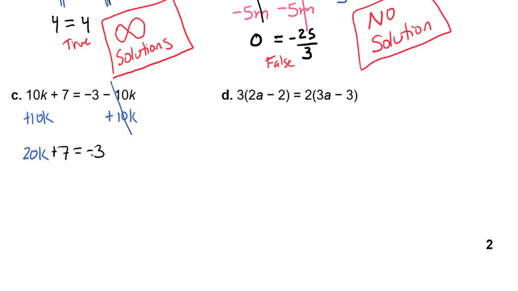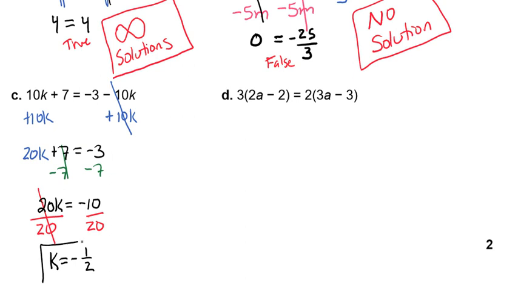And I'm going to solve. So I will subtract 7 from both sides. And I'm going to have 20k equals negative 10. Divide both sides by 20, because remember right now the 20 is multiplying to the k. And the inverse of multiplying is dividing. So we're going to go ahead and get rid of that. And k equals, and now we're just going to reduce this. And we're going to get a negative 1/2. So we get a solution here of k equals negative 1/2.